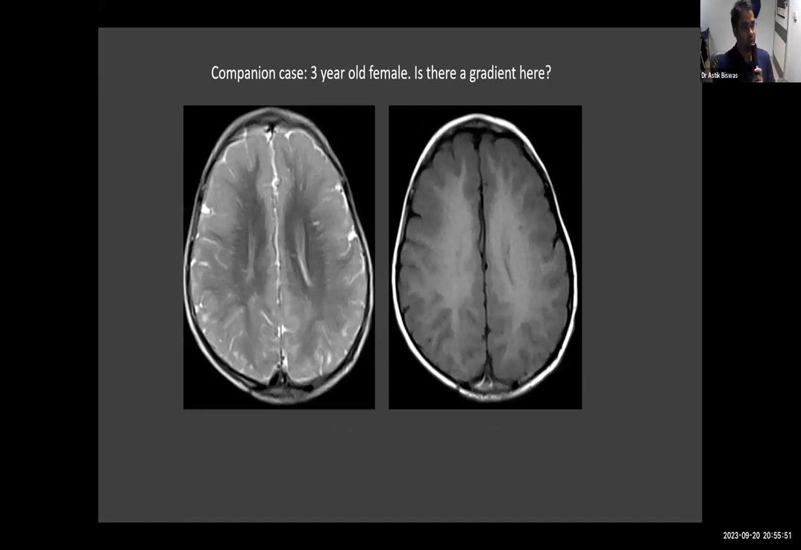Another companion case, 3-year-old female. Is there a gradient here? This is slightly difficult because these are fast T2 weighted images. But I think even accounting for that, the T1 helps us quite a bit here. There is thickening of the cortex anteriorly. The gyri are a lot broader here compared to posteriorly. So there is definitely an AP gradient, probably of the lissencephaly spectrum. And this patient had a mutation in the ACTB gene causing Baraitser-Winter syndrome. They can also have microcephaly and polymicrogyria.